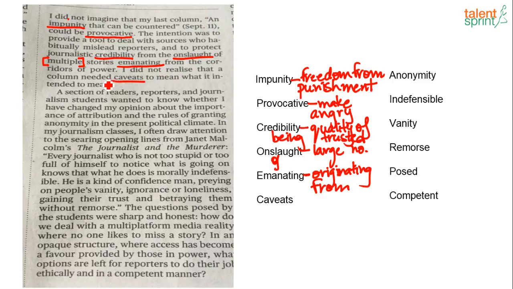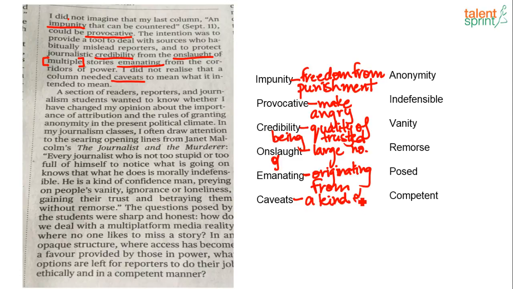"I did not realize that a column needed caveats to mean what it intended to mean." Now, caveats, what does the author say? If you notice, the author tells us that he wrote a certain article. He did not believe that certain people would get angry, and then he talks of how reporters today need credibility from the many kinds of articles that are coming from the corridors of power, and he did not realize that a column needs caveats to mean what it intended to mean. Caveats actually refers to a kind of warning.